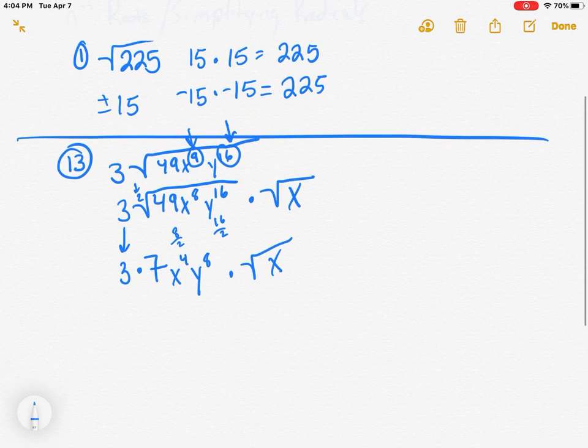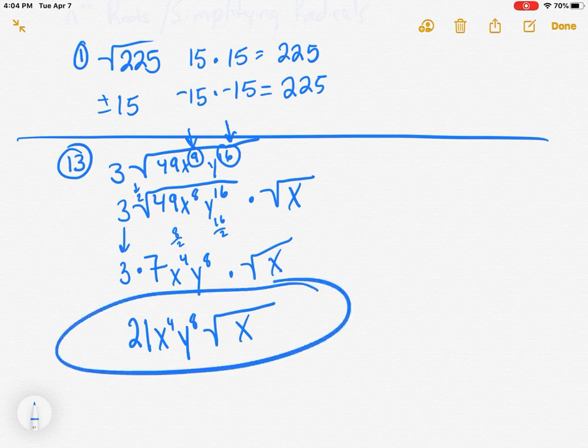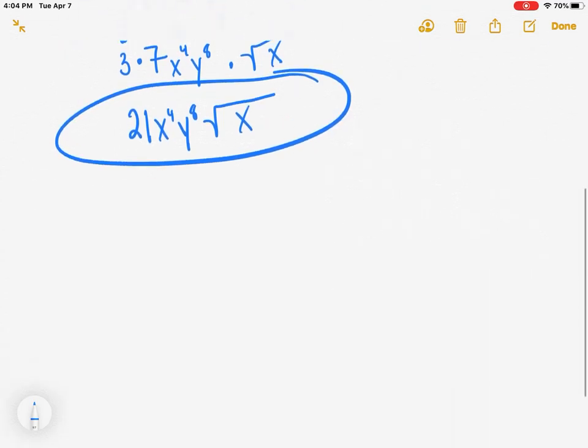Okay? I then continue on. 7 times 3 is 21. x to the 4th, y to the 8th, all times radical x. Okay? And there is our answer for number 13. All right? Now, what about if we have a cube root? What about if we have a cube root?